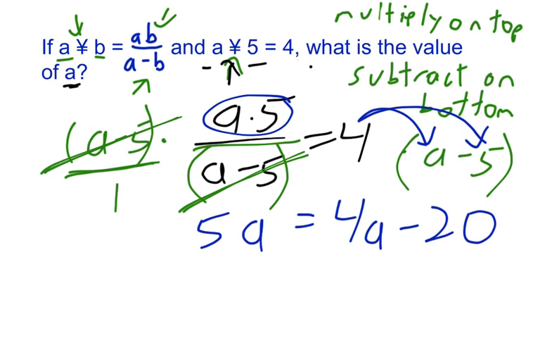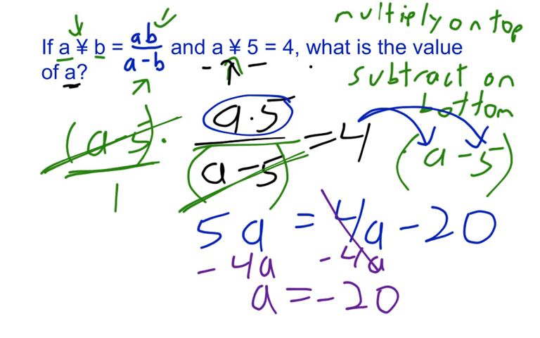I want to solve for A, so I want my variables on the same side. So I need to subtract 4A, because I want to move that whole thing over. And that would be negative 20 equals A. And I've solved it. That's what it wanted, the value of A, which is negative 20.